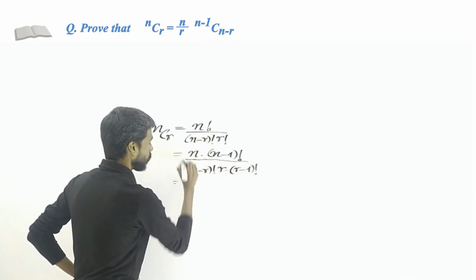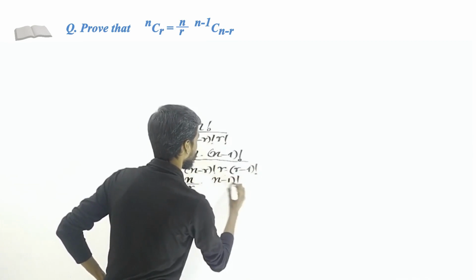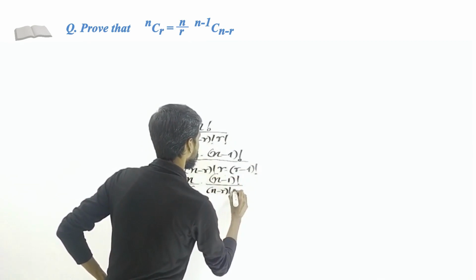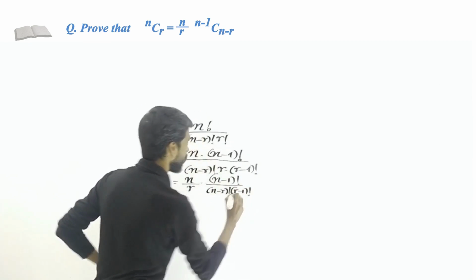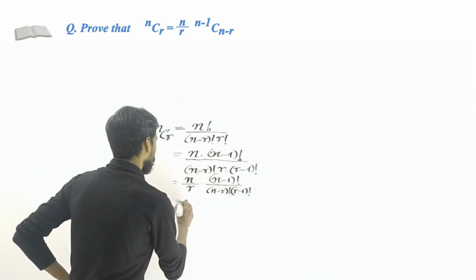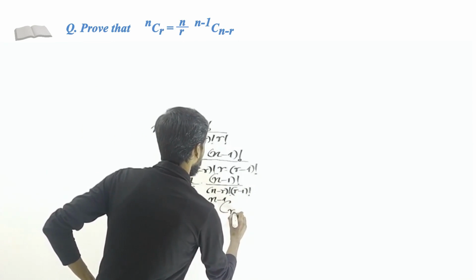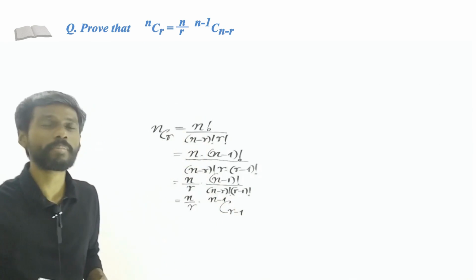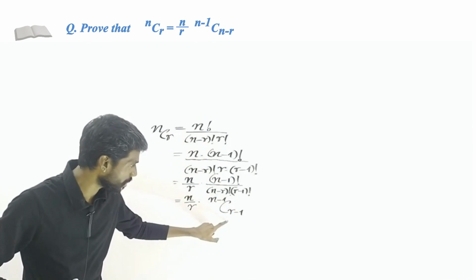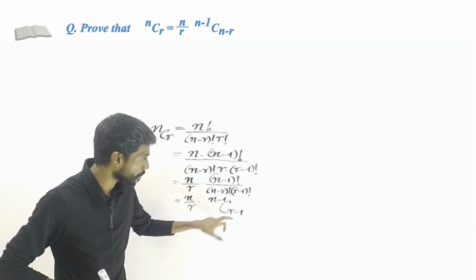So if you separate this one, n divided by r, multiplied by (n minus 1) factorial divided by (n minus r) factorial multiplied by (r minus 1) factorial, this is the formula for (n minus 1) C (r minus 1). What is the formula for (n minus 1) C (r minus 1)? (n minus 1) factorial divided by this minus this. So n minus 1 minus (r minus 1) is n minus r, and (r minus 1) factorial.